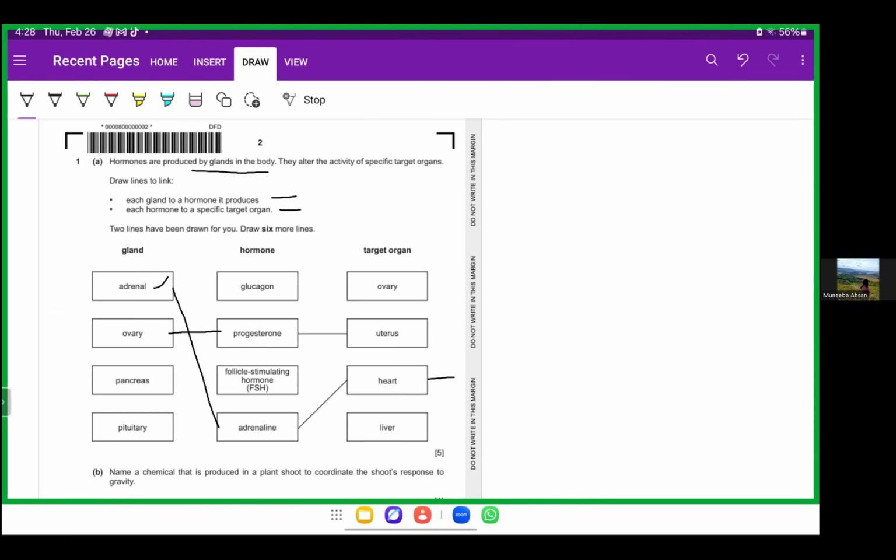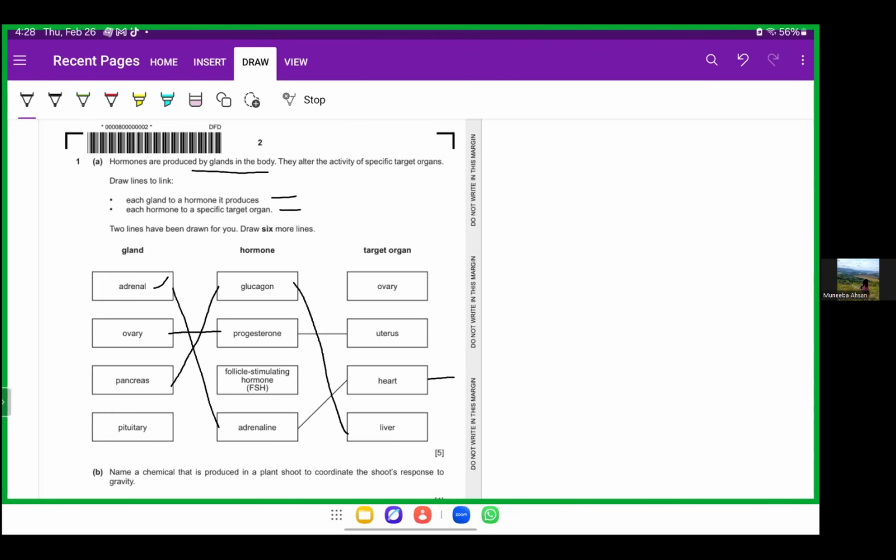Third gland that they have given is pancreas. You know that pancreas is responsible for producing glucagon and insulin mainly when we talk about hormones. So pancreas produces glucagon, and the glucagon acts on the liver, and it produces gluconeogenesis, right? It increases the glucose levels in your blood.